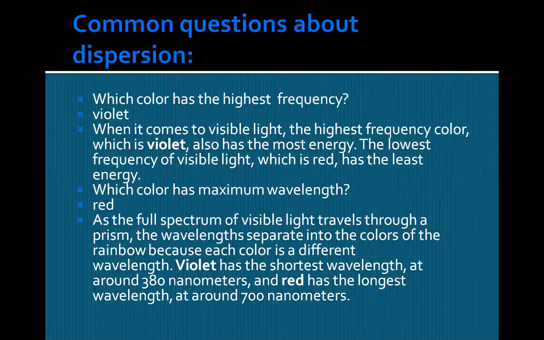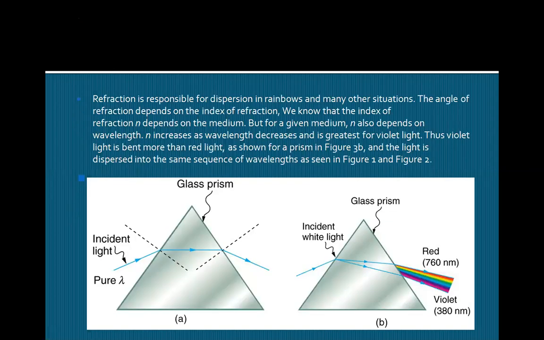And their values are: violet's wavelength is around 380 nanometers, and red has the longest wavelength at around 700 nanometers. See this diagram carefully. As we know, refraction is responsible for dispersion in rainbows and many other situations. The angle of refraction depends on the index of refraction.